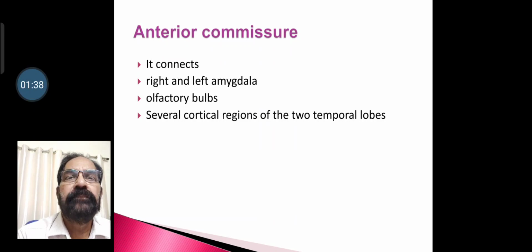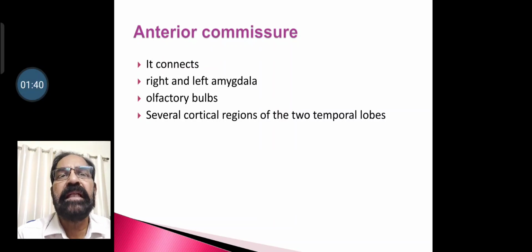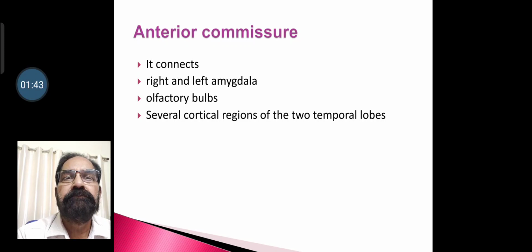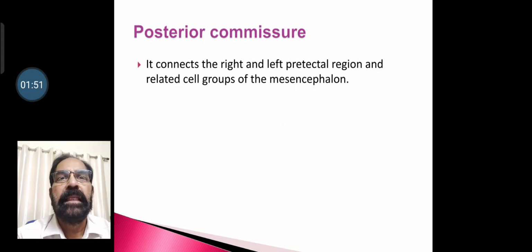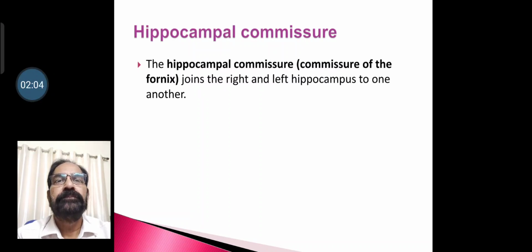Anterior commissure. Anterior commissure connects right and left amygdala, olfactory bulbs and several cortical regions of the two temporal lobes. Then posterior commissure. It connects right and left pretectal regions and related cell groups of the midbrain. Hippocampal commissure, or the commissure of the fornix, joins right and left hippocampus to one another.